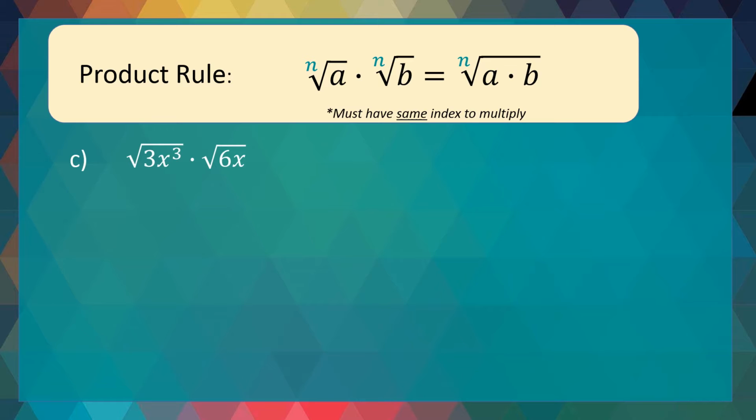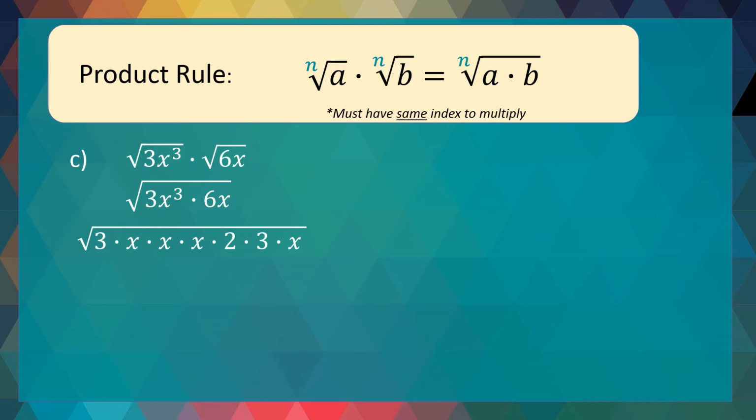C. We have the square root of 3x cubed times the square root of 6x. Notice they have the same index, so we can write it as a single radical. So now we write it as the square root of 3x cubed times 6x. Now that they are under the same radical, we want to factor each piece individually. So notice 3 cannot factor, but x cubed really is x times x times x. Now we look at 6. 6 is made up of 2 times 3, and then x cannot factor.